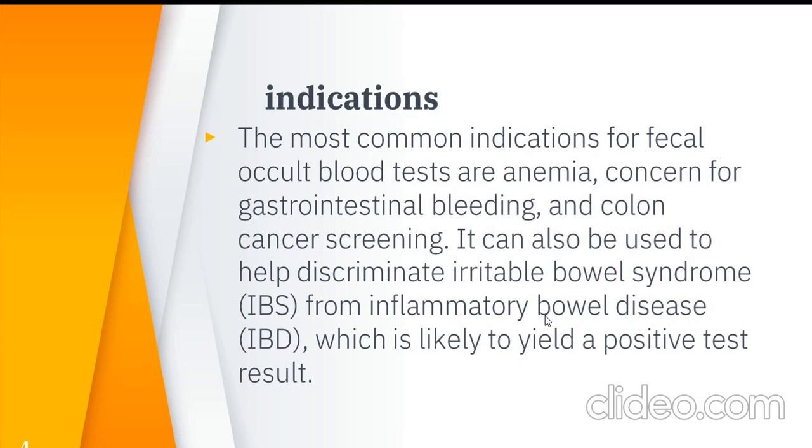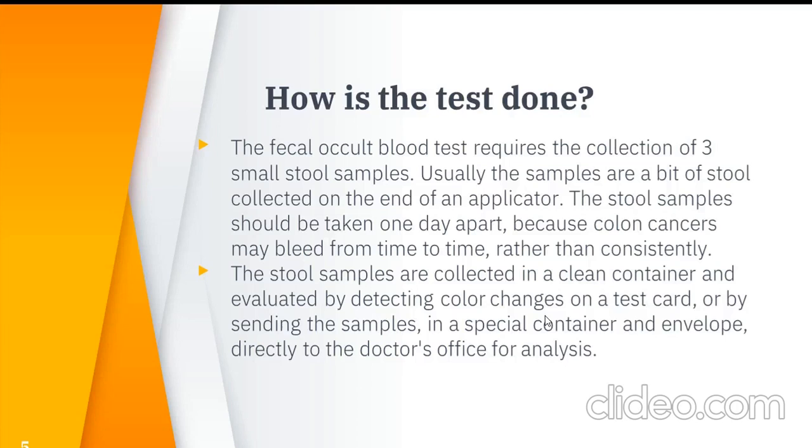So how is the test done? Today I will be mainly elaborating on the Bueck smear test. So how that is done is the fecal occult blood test requires the collection of 3 small stool samples. Usually the samples are a bit of stool collected on the end of an applicator.